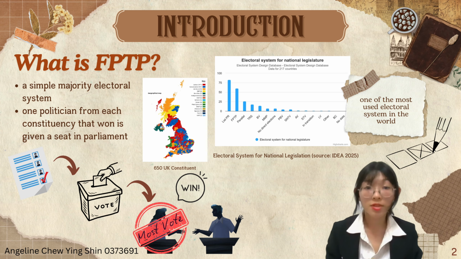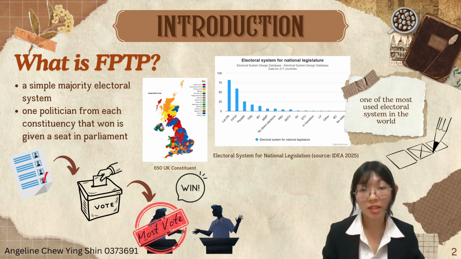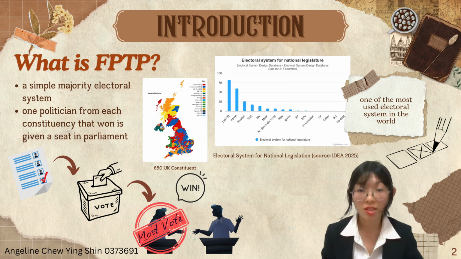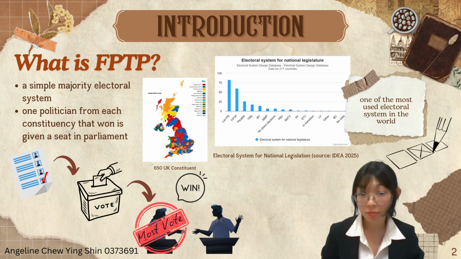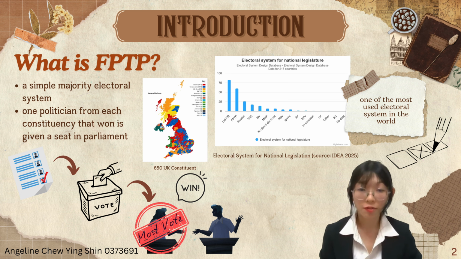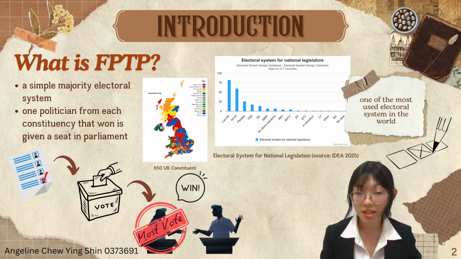The first past the post system is the main voting system that is used to elect members of parliament to the House of Commons in the UK. Studies have shown that the first past the post system is the second most widely used system in the world, with 27.65% of 270 countries using it, as illustrated in the graph above.